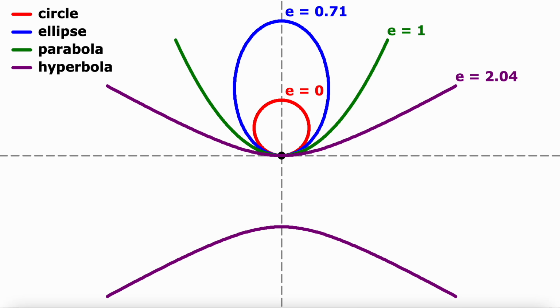The 2 vertices of a hyperbola are the endpoints of its transverse axis. Thus, the distance between the 2 vertices is equal to the length of the transverse axis, which is 2a.